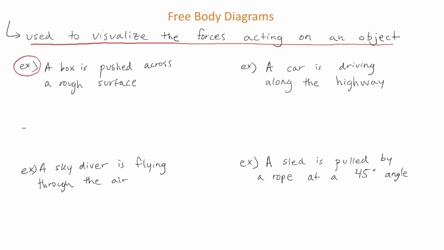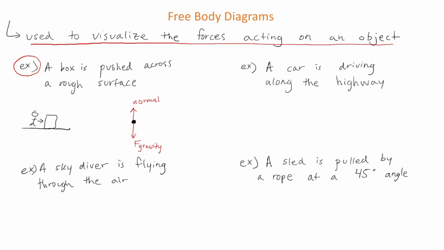First, we have a box which is being pushed across a rough surface. To start drawing your free body diagram, you want to draw the object, which in this case is a box, as a single point. And then you need to think, what forces are acting on this object? Well, we know the force of gravity is pushing down on this box. And because the box is sitting on a surface, there will be a normal force, which represents the surface pushing back on the box. And this normal force is perpendicular to the surface.